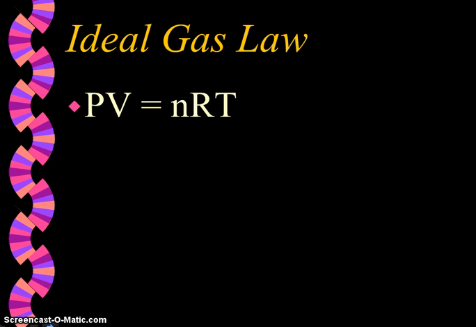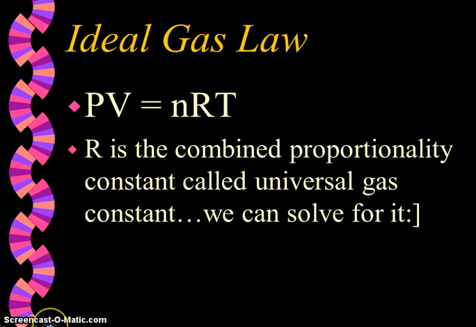V is for volume. Our volume has to be in liters so that it will cancel out with our R value. N stands for number of moles of gas. T stands for temperature, which has to be in Kelvin. And R is the combined proportionality constant called the universal gas constant. And we can actually solve for it.